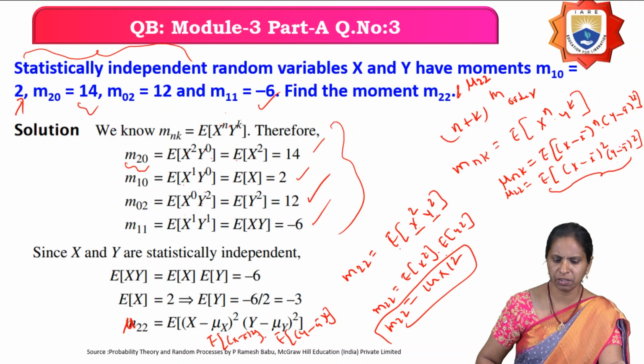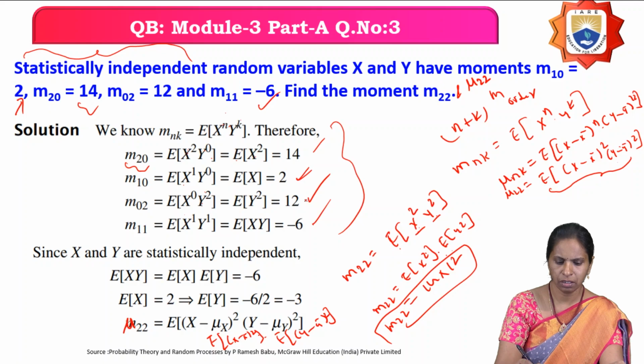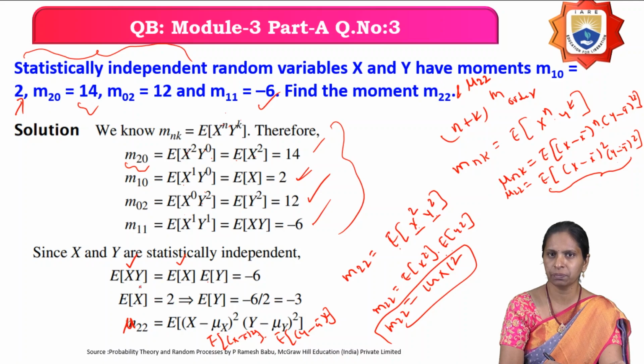What is given here? E of x is 2, and E of y is not given. They are given E of x and E of xy. Then how do you calculate the expectation of y? What is the expectation of xy? If they are statistically independent, you can write this as E of x into E of y. E of x is given as 2, and E of xy is given as minus 2. So from this, E of y is equal to minus 3.